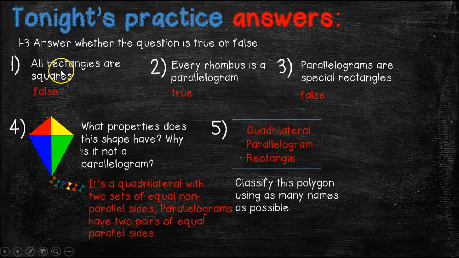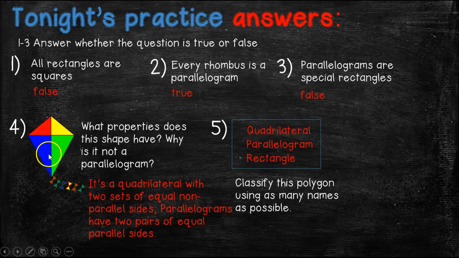All right, the answer to number 1 is false. All rectangles are not squares. All squares are rectangles, but all rectangles are not squares. Number 2, every rhombus is a parallelogram. That is true. And number 3, parallelograms are special rectangles, and that is false.